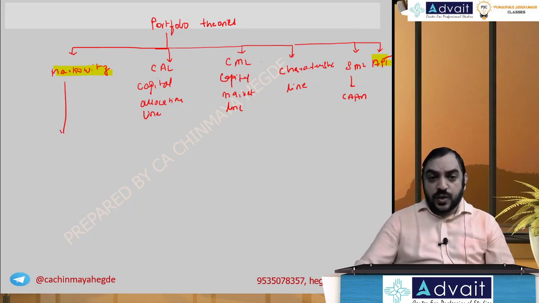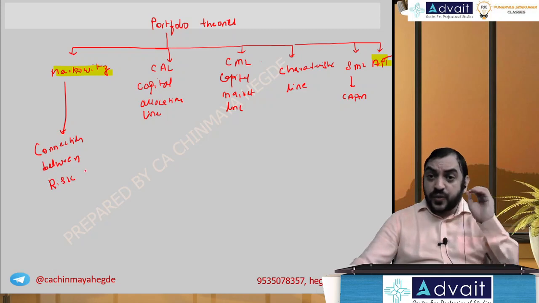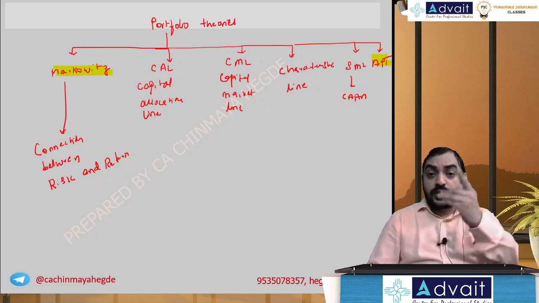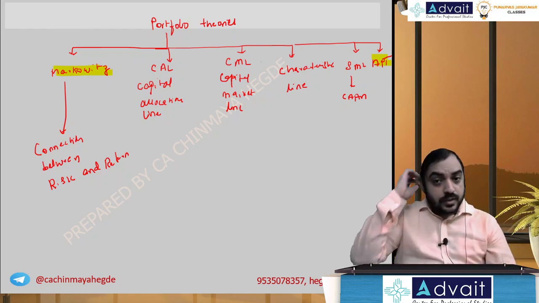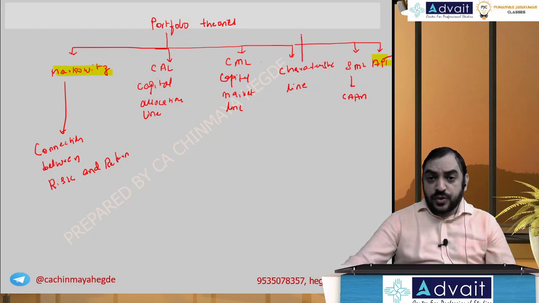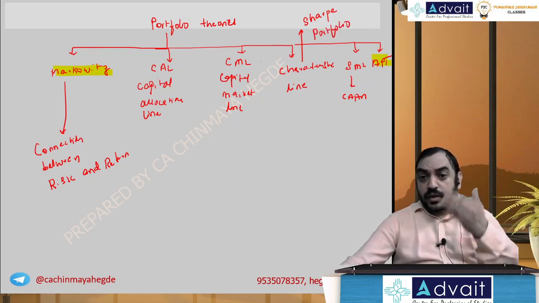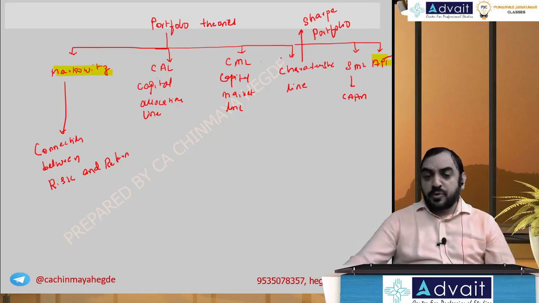So Markowitz is the one who first established the connection between risk and return. Earlier, risk was separate, return was separate. He connected both. Markowitz was the first person. Along with the characteristic line, we are going to learn something called the Sharpe portfolio or Sharpe risk. Just remember, along with the characteristic line, we are going to learn the Sharpe portfolio as well.